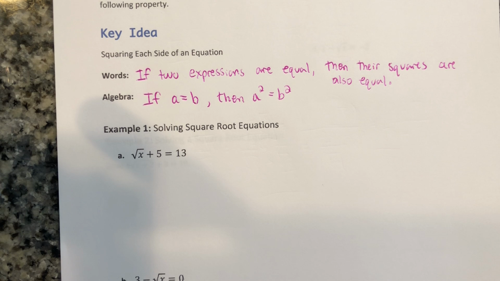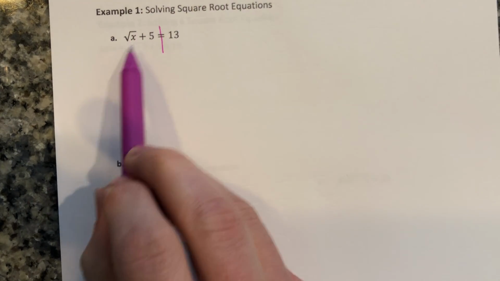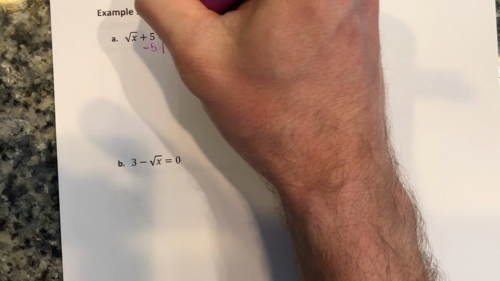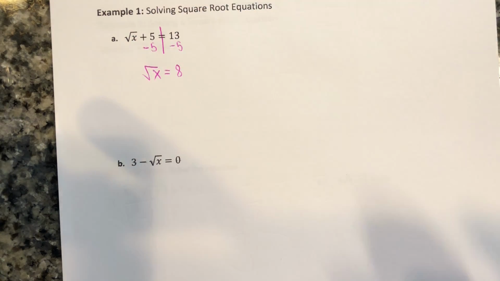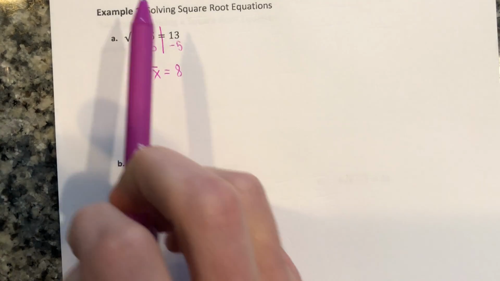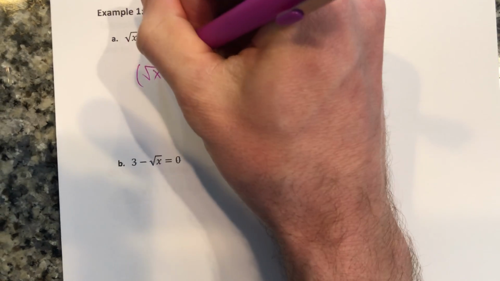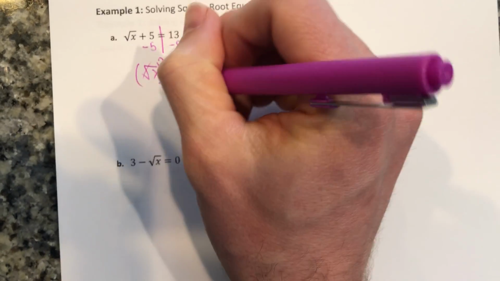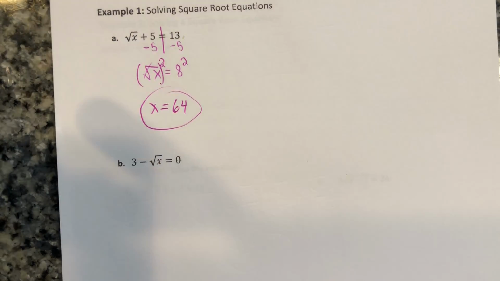So let's look at example 1. Example 1, we use the properties of equality. So we're going to try to isolate this square root symbol. So the first thing we would do, subtract 5 from both sides. You get the square root of x equals 8. Now this is the new idea here, is we can actually get rid of the square root symbol by squaring each side. So we're going to square this side, and we're also going to square this side. When we do that, these cancel each other out. We get x equals 8 squared is 64. So that's our solution to letter A.